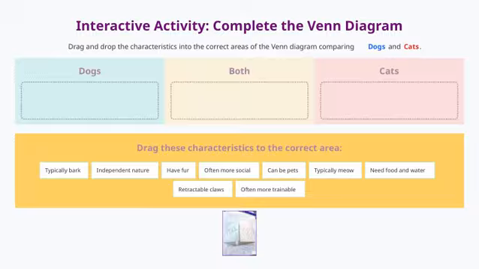Take your time and drag each characteristic to the correct area. This activity helps us see the similarities and differences clearly, reinforcing how we understand these animals in our daily lives and our overall theme of animal behavior.